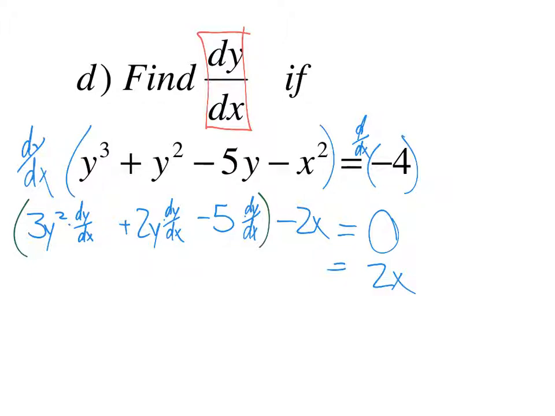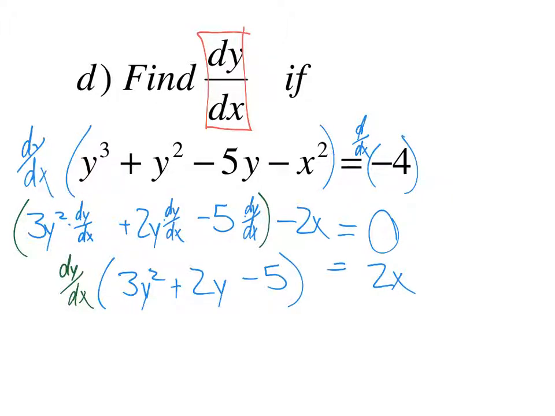Oh, and then eventually are you going to move dy dx to the other side where there's the 2x? Well, we're going to leave it over here. We're going to take everything else over there. So I'm going to factor out a dy dx, and left over in the parentheses, I've got a 3y squared plus 2y minus 5. That's very sneaky.